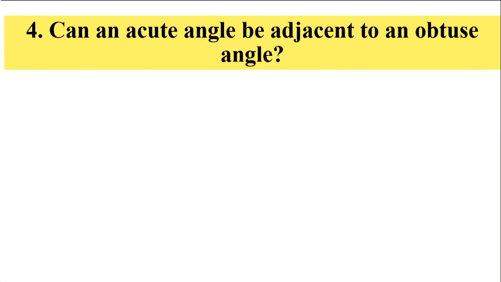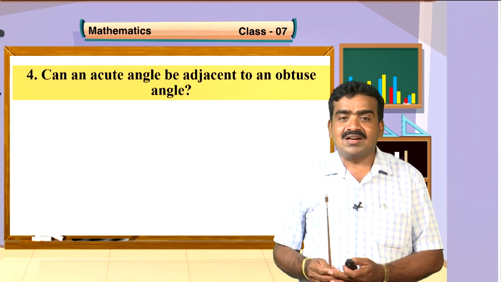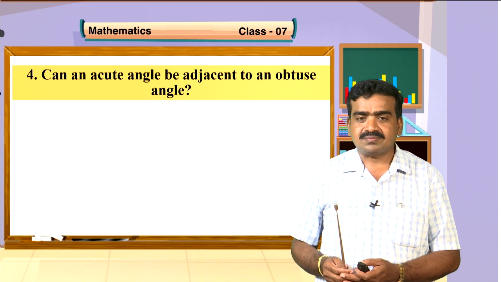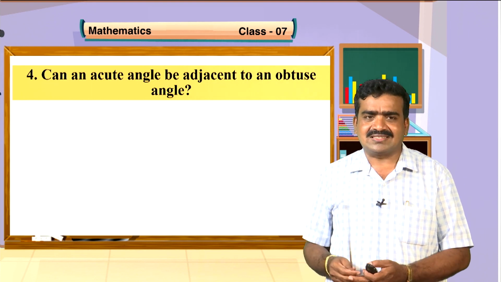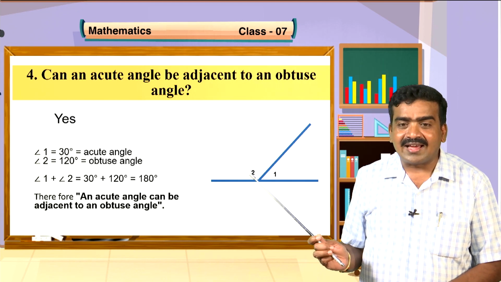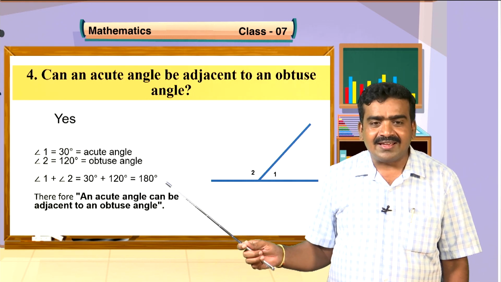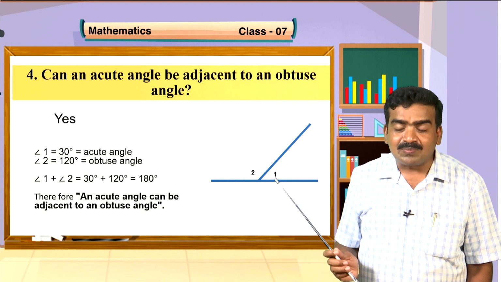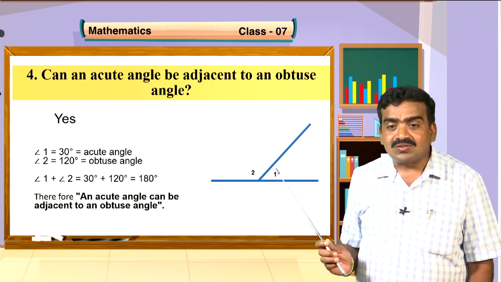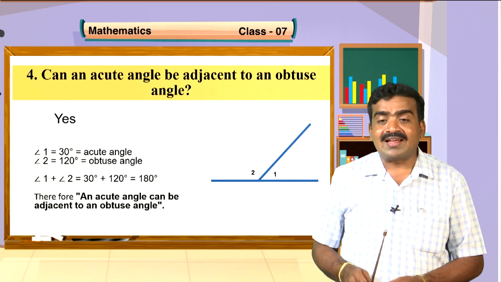Now, let us test another question which is given. Can an acute angle be adjacent to an obtuse angle? That means the sum of the acute angle and obtuse angle should give rise to 180 degrees or more. Let us test this. Here in this diagram, angle 1 is acute and angle 2 is obtuse. If you add 1 and 2, we will get 180 degrees. We can call these two angles supplementary, and we can call these two adjacent angles also, and we can call these two a linear pair also.